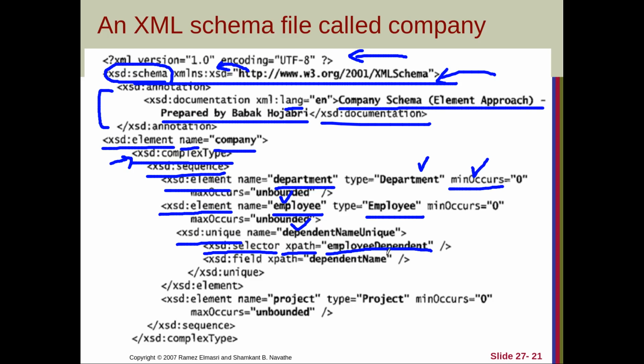So under employee dependent, which one? The field is xsd:field, XPath equal to dependentName. So the dependentName present under the employee is a unique attribute. We are setting that as unique. Then close this xsd:unique. So this is a paired tag. So here you can see xsd:element department, we are not having much details on that, but xsd:element employee is having some description like adding unique. Then this xsd:element is being closed here.